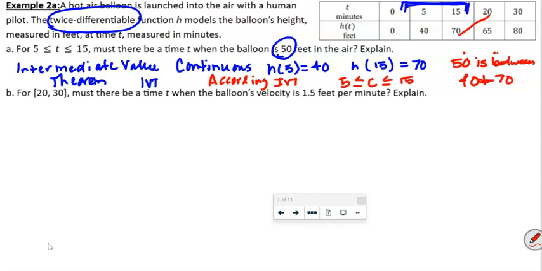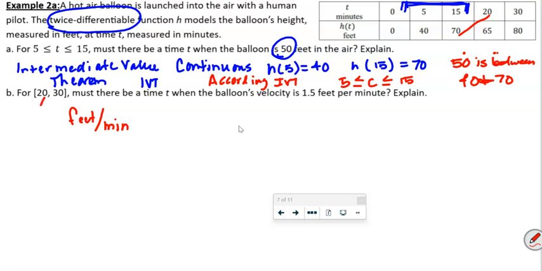Isn't that logical? Okay, so now the next part says for the interval between 20 and 30, there must be a time t when the balloon's velocity is 1.5 feet per minute. Velocity is what? Feet per minute, right? So that's what velocity is. So what are we about to find? We're going to find the slope, okay? Feet per minute.